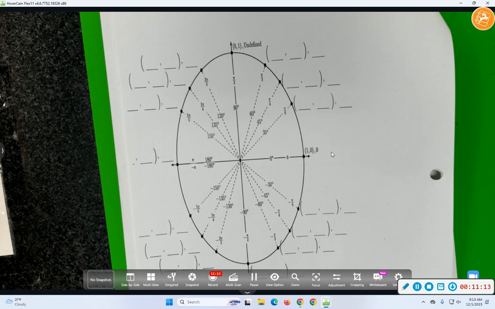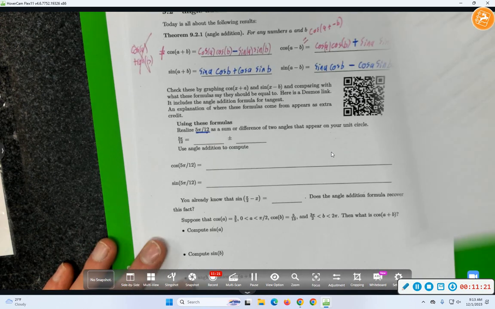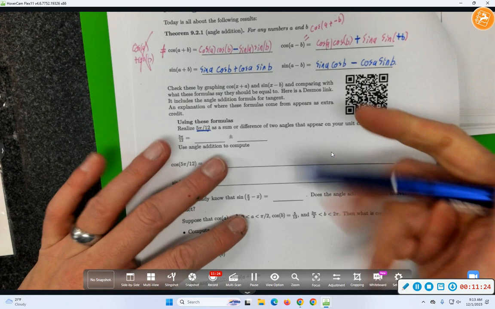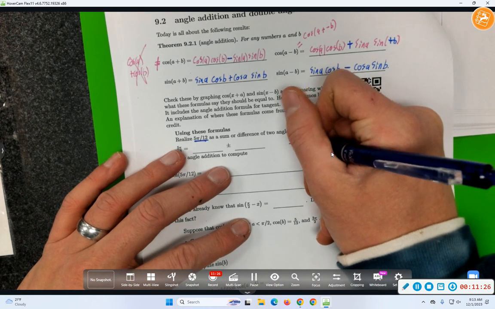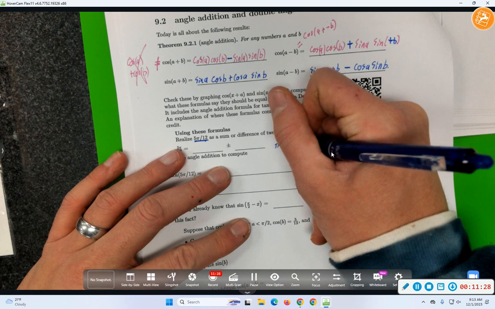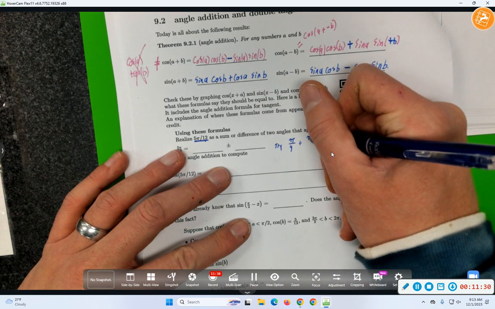Just give me two candidates that are worth adding together to try to get 5 pi over 12. Pi over 4 and pi over 6. Let's try pi over 4 and pi over 6. If it works, great. If it doesn't, that's fine too. I think those ones do work. So let's just try it. Let's try pi over 4 plus pi over 6.